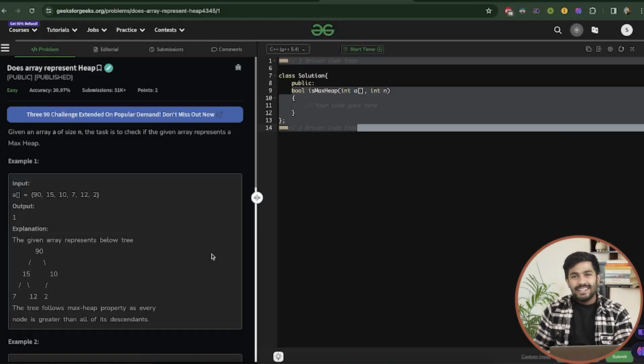So let us discuss the problem: does an array represent a heap or not? Before we dig into this problem, let us first understand what a max heap is.